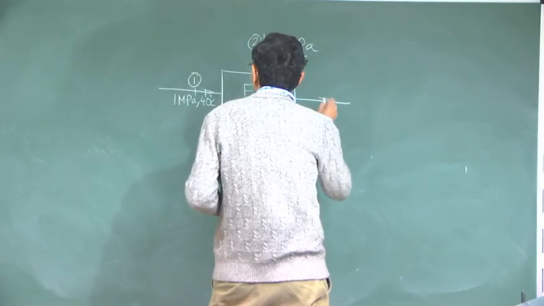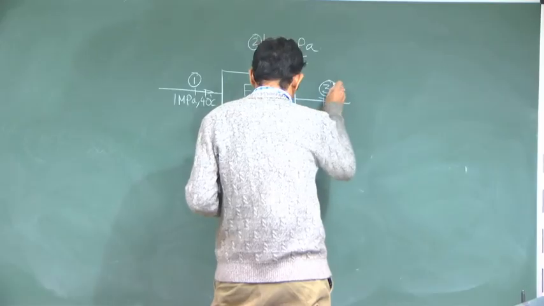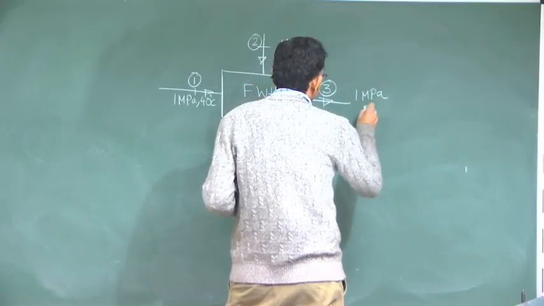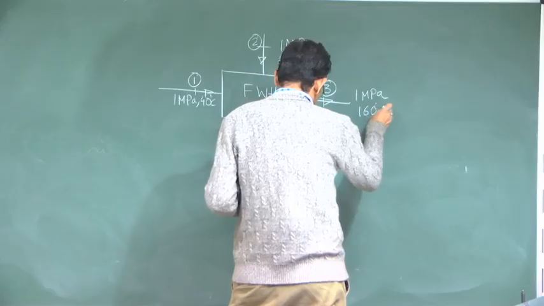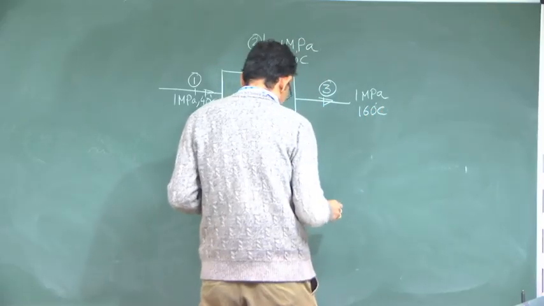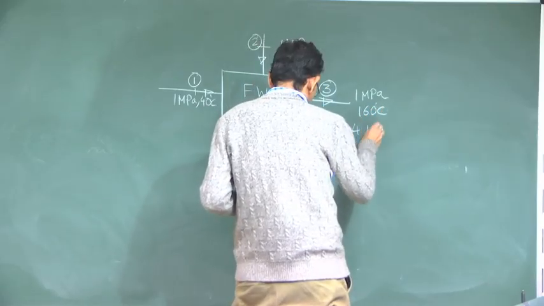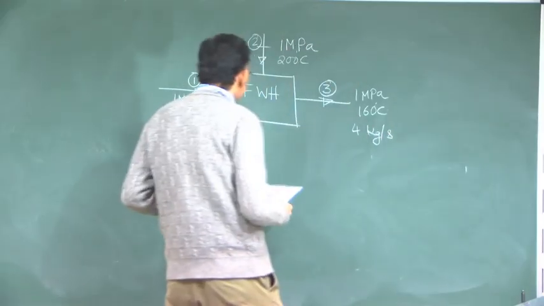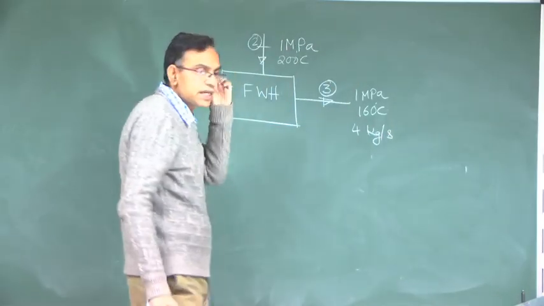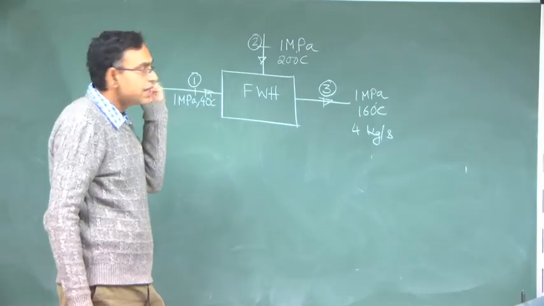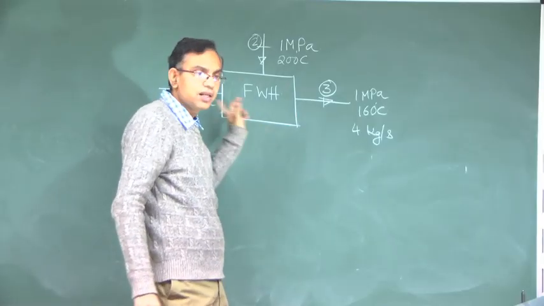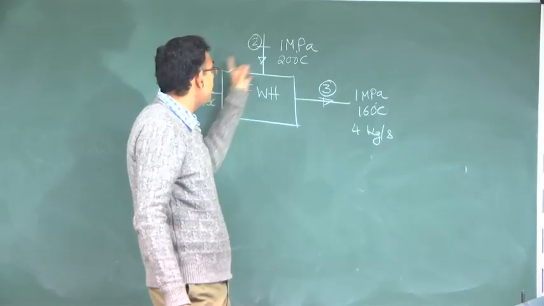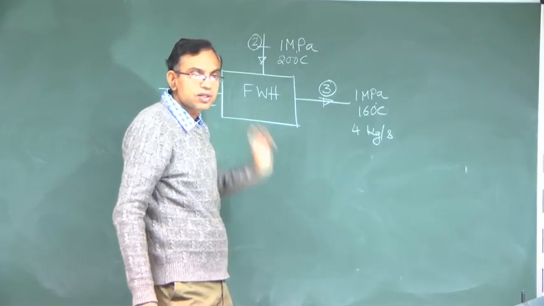And the net final state is 1 MPa, 160 degrees centigrade, and 4 kg per second. These two flow rates are not known. So, from the thermodynamic states given and the first law, we can find out the mass flow rates of 1 and 2.